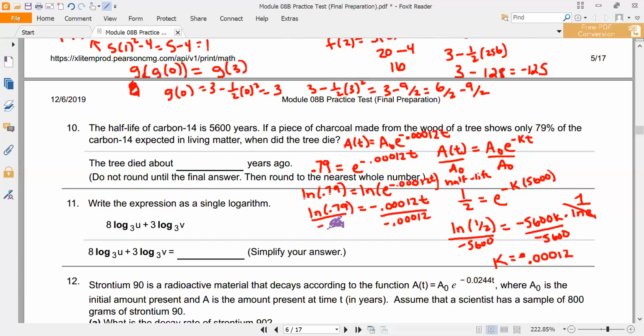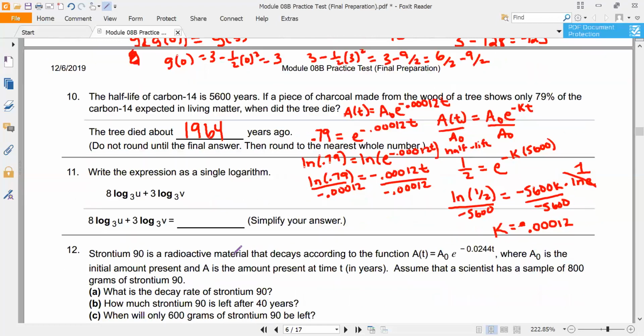So this will tell us how many years it would have been, and it should be less than 5,600 because we were at 79% carbon when the half-life was at 50% carbon. So we should expect it to not be as many years in the future. So 0.79 natural log divided by 0.00, oh, too many zeros, 1, 2, and it's negative. That is 1,964 because it did say to round to the nearest whole number. So, you know, in 5,600 years, you would only have half the carbon you originally started with. So to get to 79%, it has to be that 1,964 years have passed.